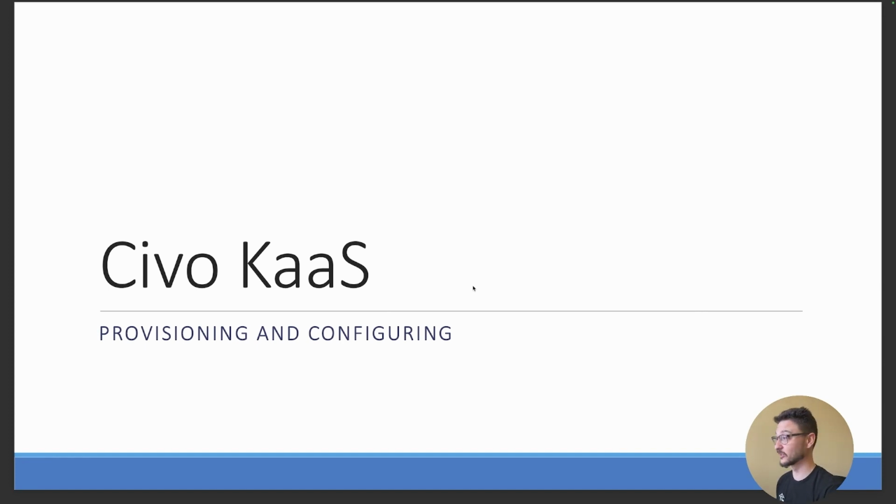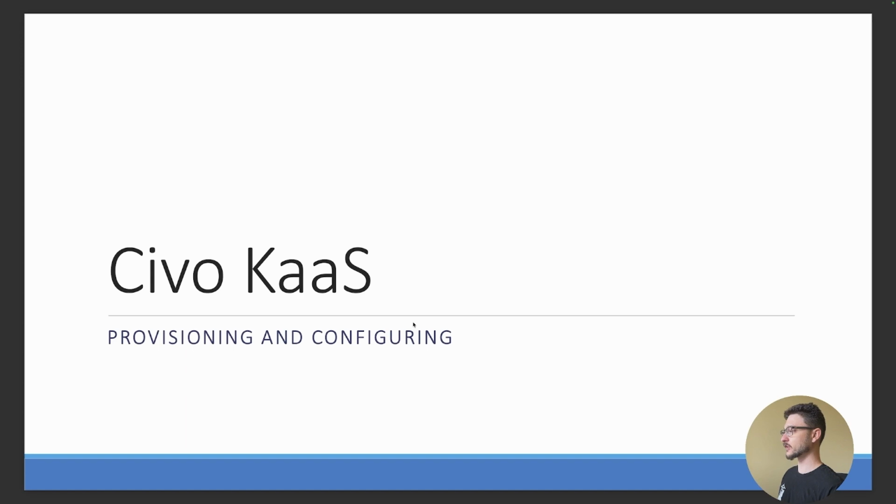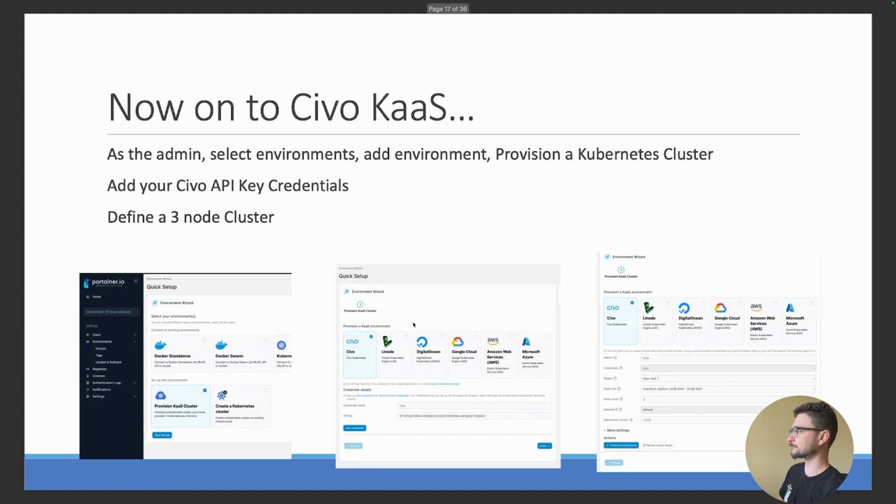Which then brings us to the Civo CaaC deployment. So let's get into it. Let's go down to our first steps. It says here, as the admin, select environments, add an environment, provision a Kubernetes cluster, and then we'll get a choice, and we're going to select Civo here. Then using the API key that we already have, we can define and deploy our 3-node cluster, all via Portainer. This is really cool stuff, so let's get right into it.